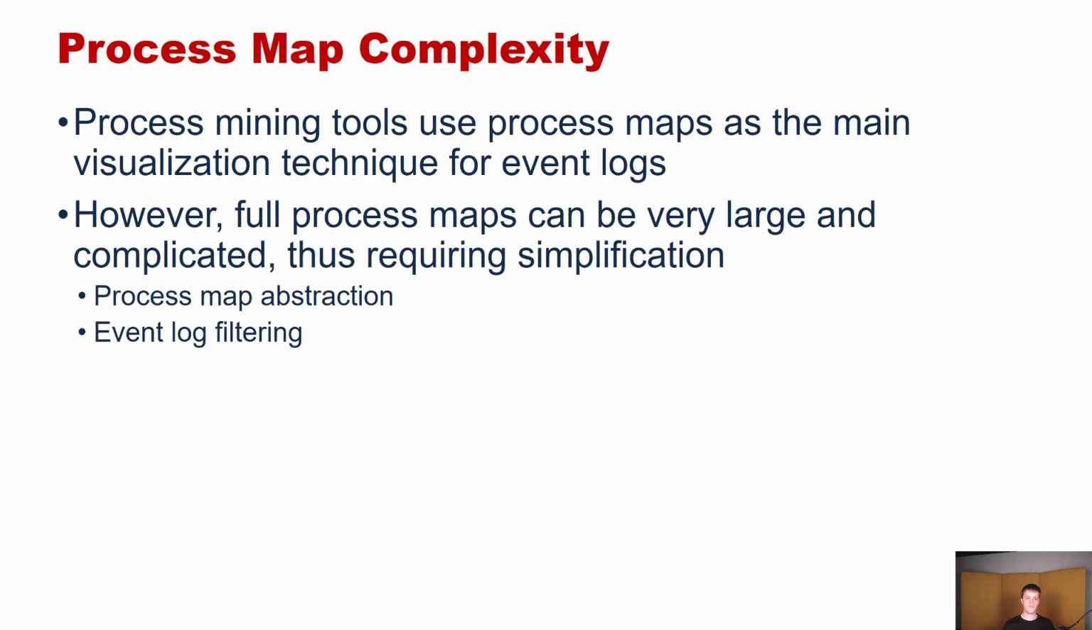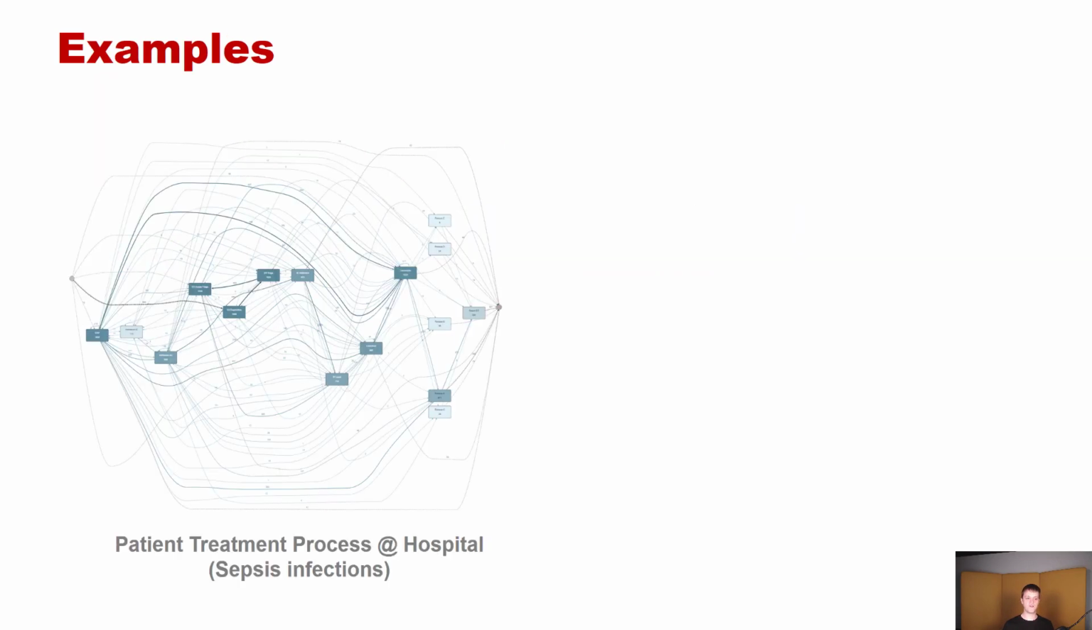As we remember, process mining tools use process maps as the main visualization technique for event logs. However, full process maps can be very large and complicated, thus requiring simplification, and this is usually done through process map abstraction and event log filtering. Now, some examples of process map complexity. What you have on the screen right now is the full sepsis cases event log, all the pathways in that log. It looks already quite complicated, however it is far from the most complicated event logs out there.